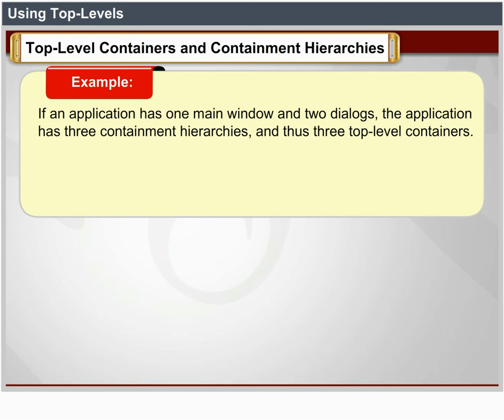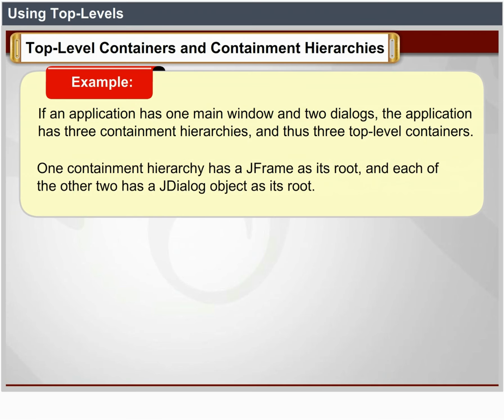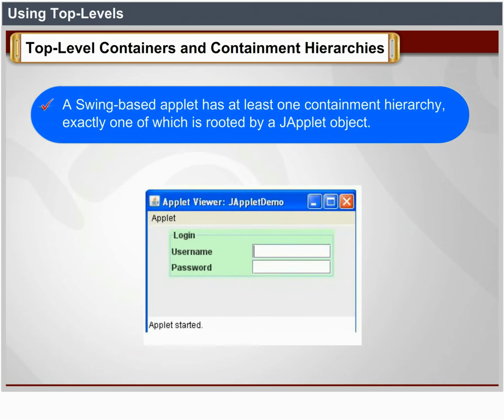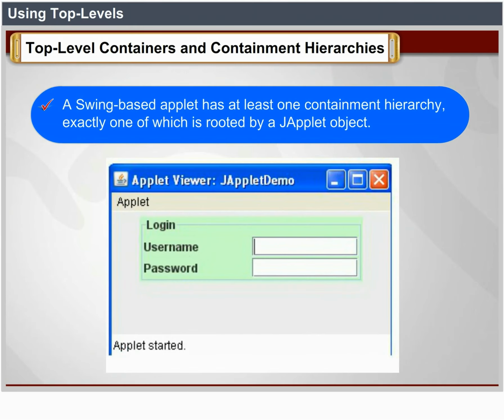Example: if an application has one main window and two dialogs, the application has three containment hierarchies and thus three top-level containers. One containment hierarchy has a JFrame as its root, and each of the other two has a JDialog object as its root. A Swing-based applet has at least one containment hierarchy, exactly one of which is rooted by a JApplet object.